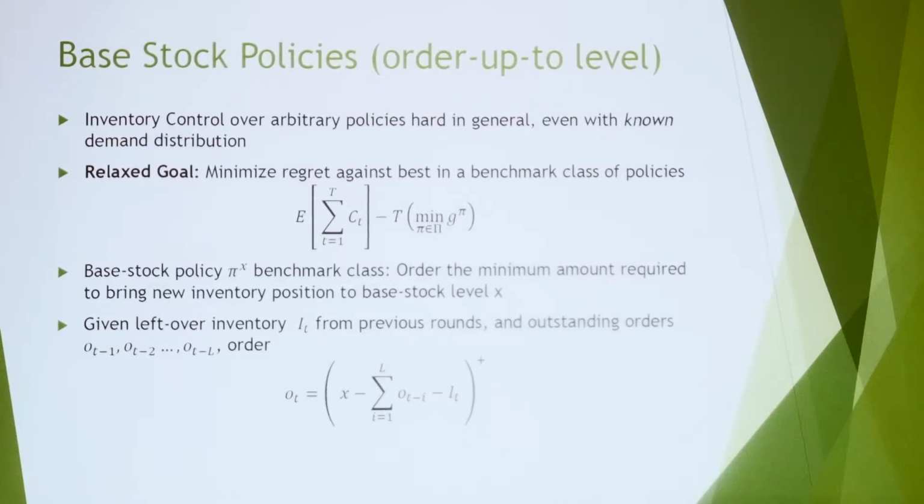If pi x is a base stock policy, all that says is to order the minimum amount required to bring your inventory position to level x. And by inventory position, I mean the sum of your current inventory on hand and all of your orders that are in the pipeline that are going to come in. So given leftover inventory I_t from the previous round and outstanding orders O, if you follow the base stock policy at time t, you will order the positive part of x minus the sum of all the orders and the inventory you have on hand currently.